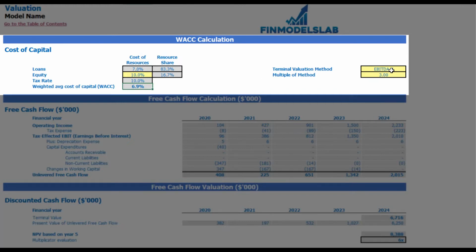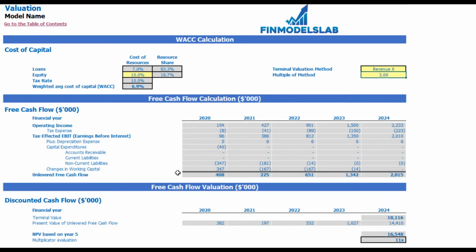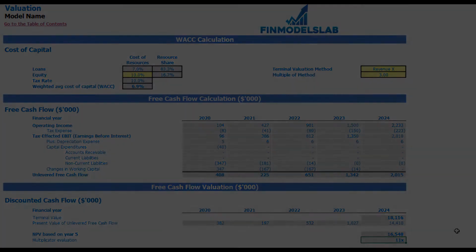In the valuation model there are 2 valuation methods, which are EBITDA multiple and revenue multiple. You may select one of them, and below you may input the multiple for the method. Based on this information we can see the terminal value, which is calculated on unlevered free cash flow. You may see the present value of unlevered free cash flow, NPV, and multiplicator evaluation for this particular company.